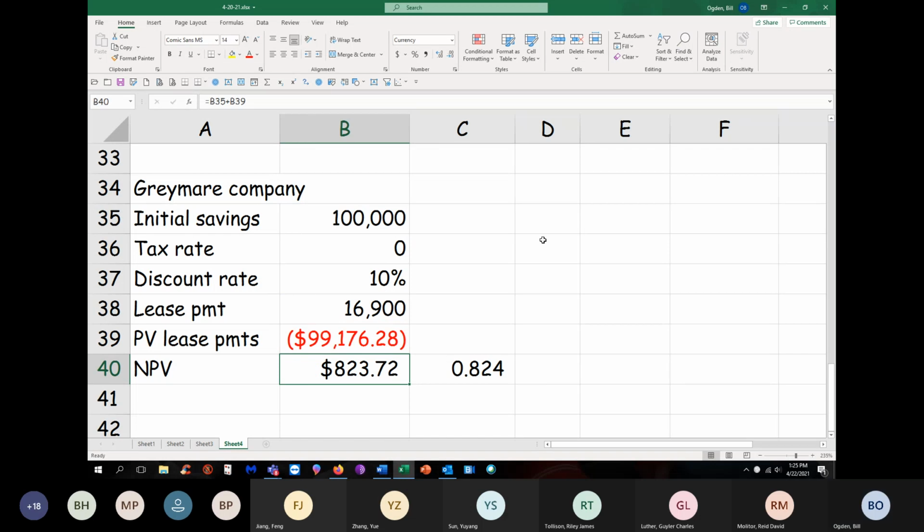B40, yeah. That's just the sum of the present value of the payments plus the initial cost. So Graymare saved $100,000 by not purchasing the bus immediately, and compares that to the present value of the 8 lease payments, which is $99,176. Thus, they're better off leasing by this amount, and that's the NPV of the lease.